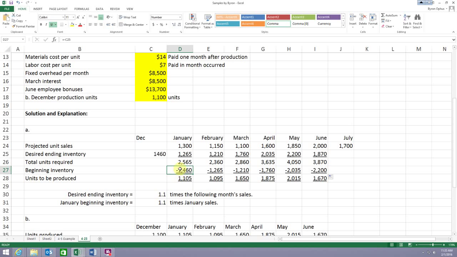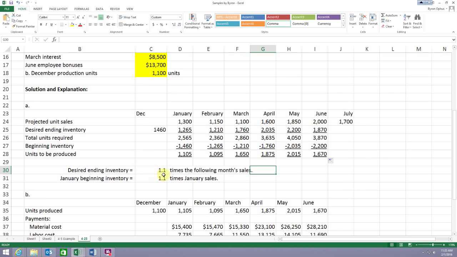Okay, so then my units to be produced is simply this minus this. Since this is listed as a negative, though, remember I have to say that this is equal to this plus this. Okay. So I should be able to look at it and know that that should be a positive, about 1,100 units or thereabouts, right? And again, I can copy that down. Okay? And that's just stuff entered there again.